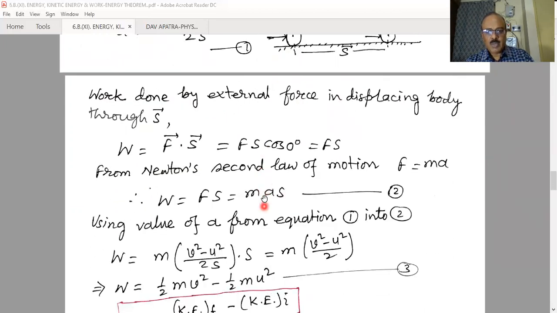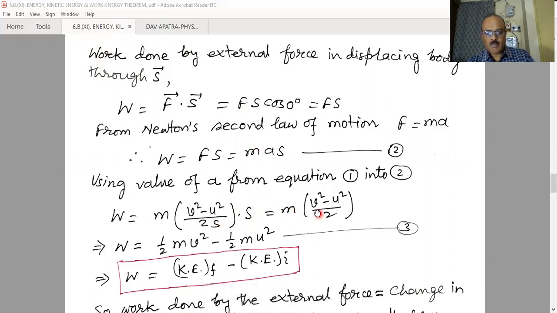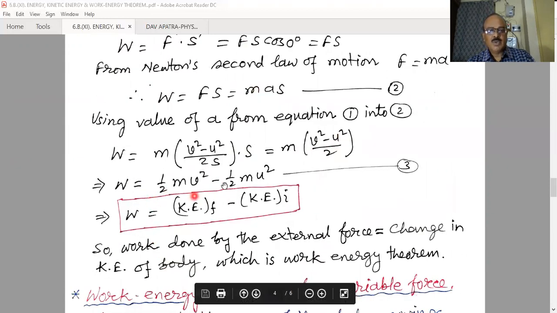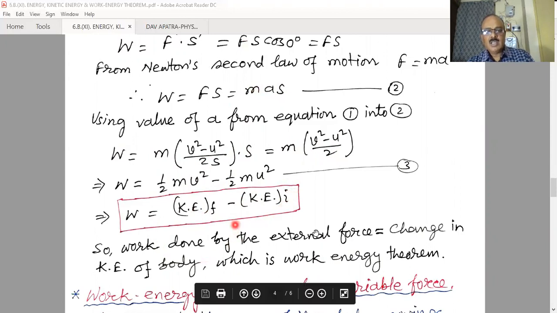Now putting the value of a, W is equal to F into s, that is m into a into s. Taking the value of a from the above equation, W is equal to m into (v square minus u square) divided by 2s into s. The s cancels out, giving m (v square minus u square) by 2, and that is nothing but half m v square minus half m u square, which is the final kinetic energy minus the initial kinetic energy. It is nothing but the change in the kinetic energy.